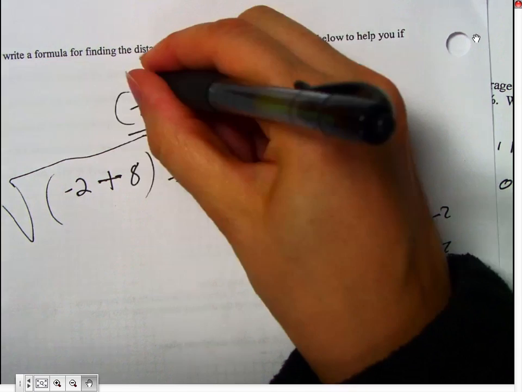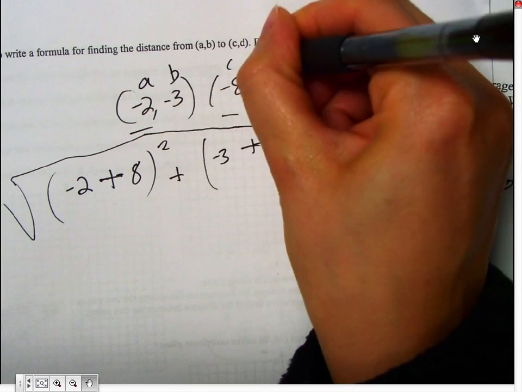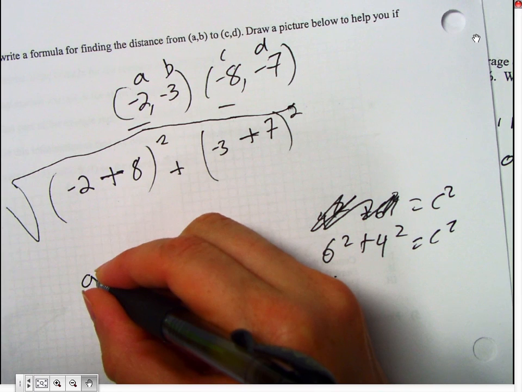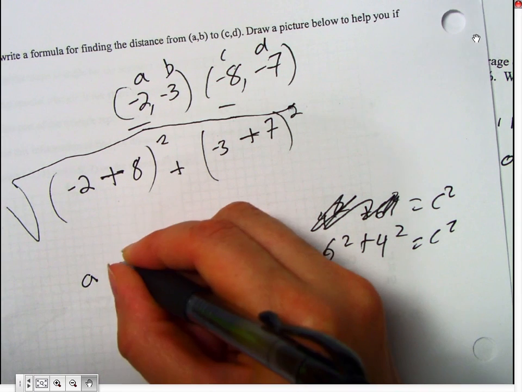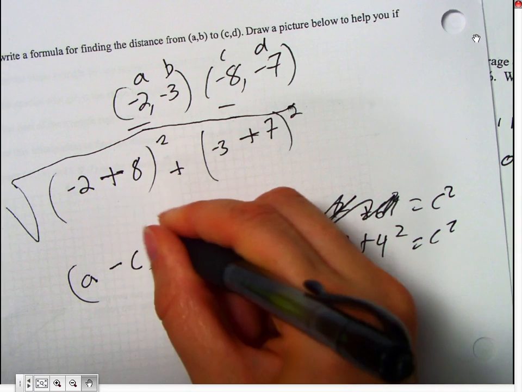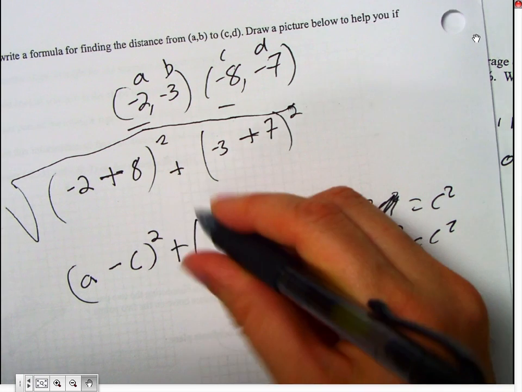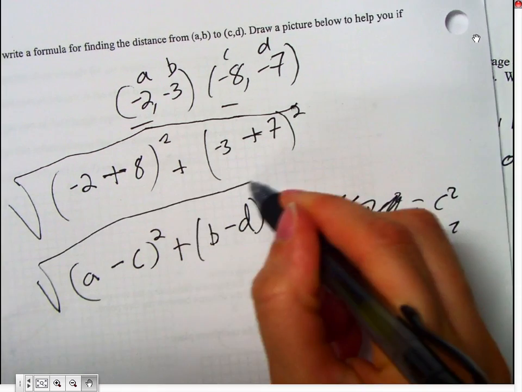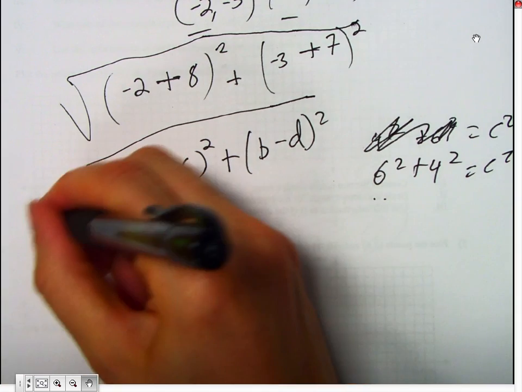So let's instead make this A, B, C, and D. So we took A minus C squared plus B minus D squared, and we took the square root of it. That right there is the distance formula.